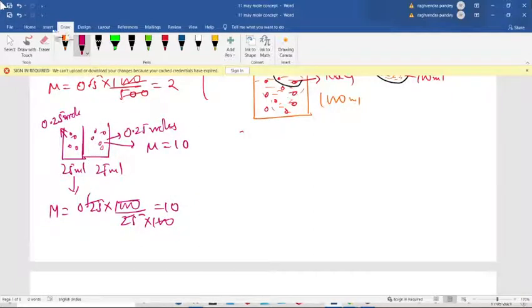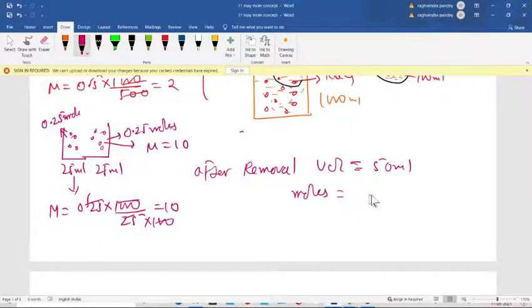Now suppose we remove this wall. What will happen after removal? What is the volume? 50 ml, because now they will mix. How many moles are there? 0.5. So what is the molarity? 0.5 into 1000 upon 50. Again, we will get 10. Are you getting this?